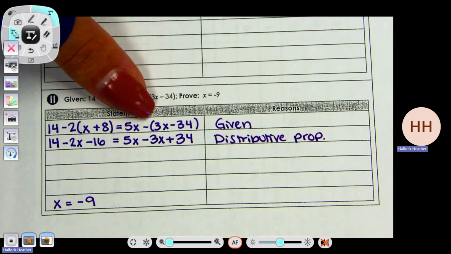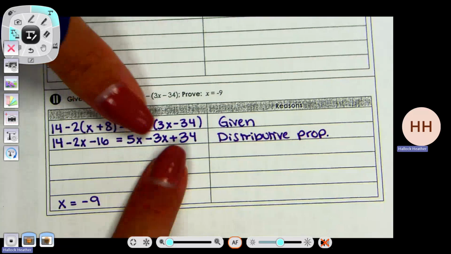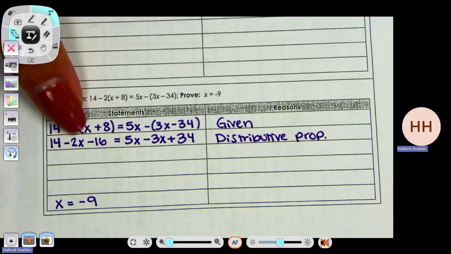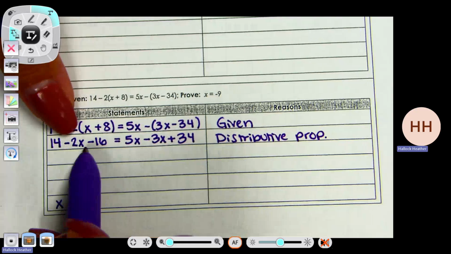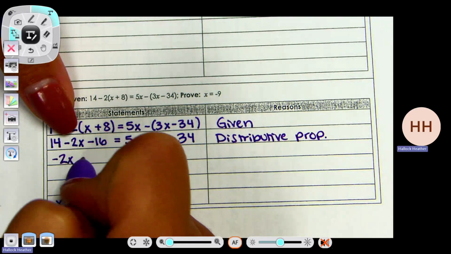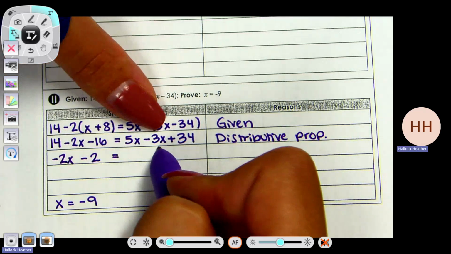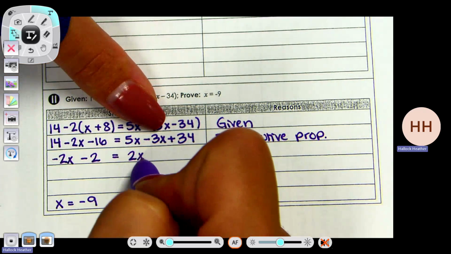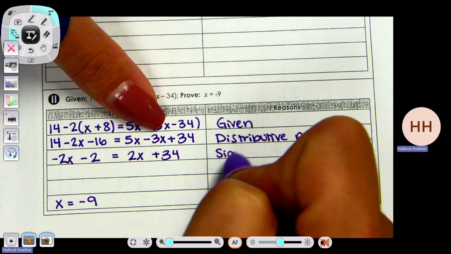So it's literally called combine like terms or simplify. That's the only thing that you could use that we have not talked about. So the next step would be to combine like terms. You could put combine like terms or simplify. I'm going to put simplify because it's shorter. So if I simplify 14 and -16, how much is that going to make? -2. If I combine 5x and 3x, how much is that going to make? 2x. And then I bring down my plus 34. So I'm just going to say simplify.